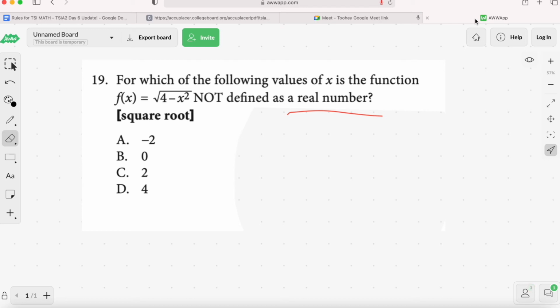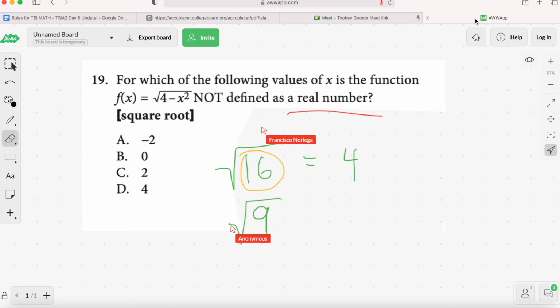Okay? Let me give you an example of a square root here. The square root of 16. What's the square root of 16? Square root of 16, that's 4? That's 4, yeah. Because what this means is there's some number times itself which gives you 16. That's what the square root sign means. There's some number times itself that gives you 16. Okay? And that number is 4. The square root of 9, it means there's some number times itself that gives you 9. And that number is 3. Right? That's kind of how square roots work.